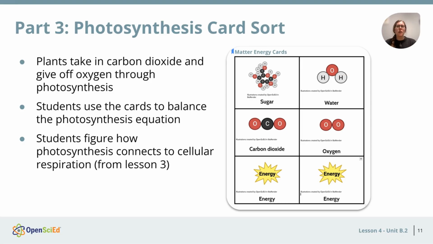So key moment 3, or part 3, starts with the photosynthesis card sort. This is after the initial ideas discussion about what photosynthesis is. Now we're going to see what matter and energy is part of this reaction. Students are going to figure out that plants take in carbon dioxide and give off oxygen through photosynthesis. Students will use the cards to balance the photosynthesis equation, and they're going to figure out how photosynthesis connects to cellular respiration that they learned about from lesson 3.